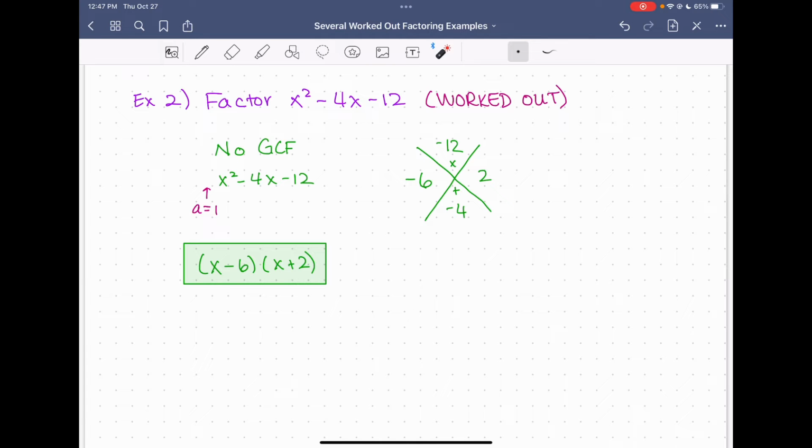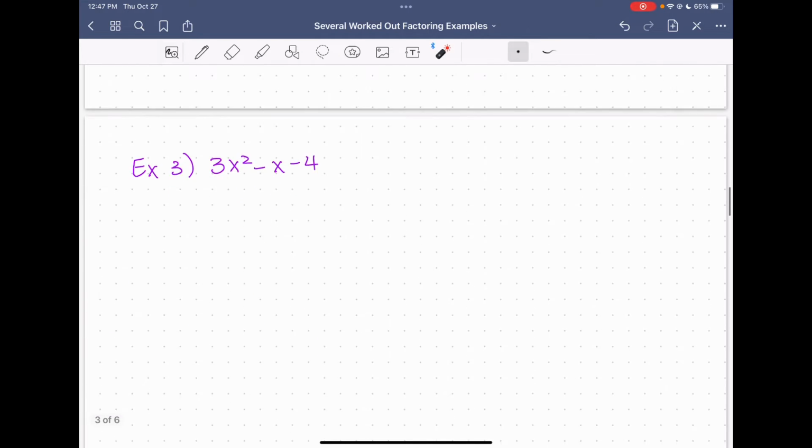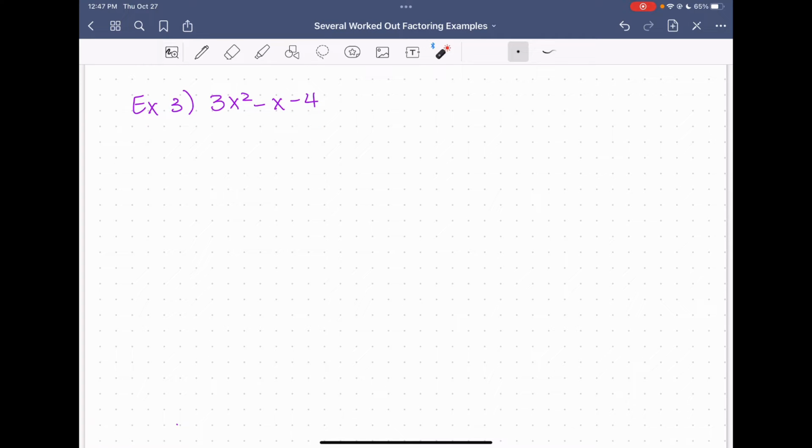Okay, next problem. Okay, so if we do this problem, we take a look, and no greatest common factor again, so we don't have to worry about that. A does not equal 1. So now we have to do the longer version of the x. It starts off the same, put a times c at the top, b at the bottom, two numbers that multiply to the top and add to the bottom, but this time we divide them by a.